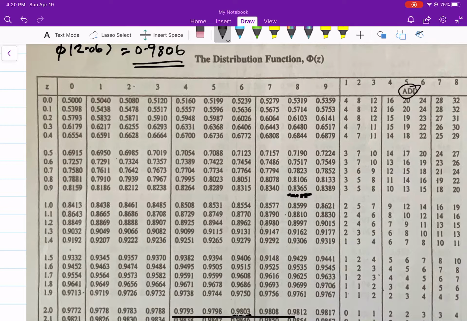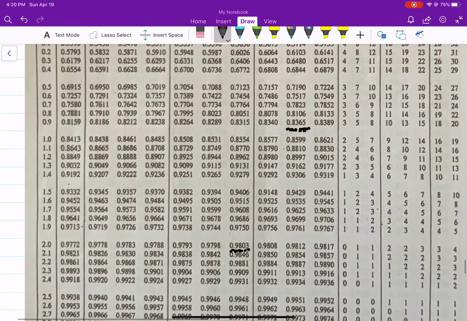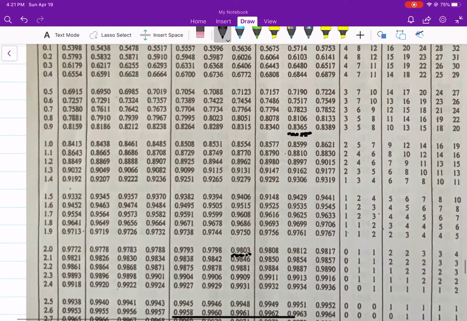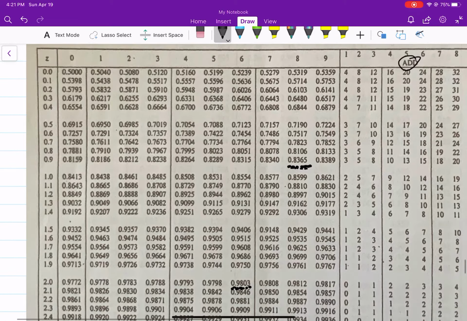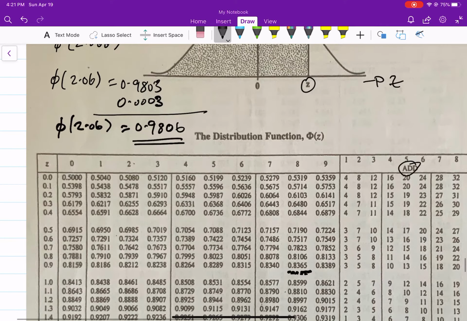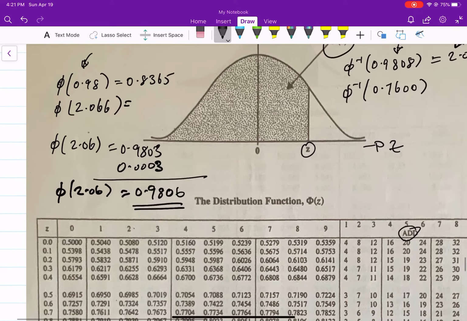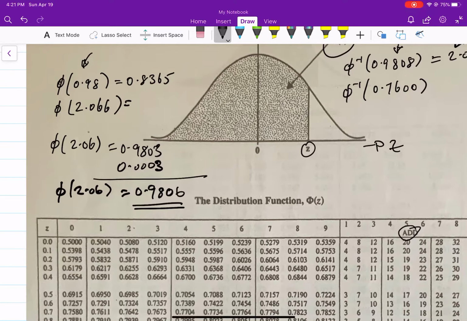So I'm going to go across in the same row until I get directly under the 6. And what it says is that I have to add 3. Adding 3 means 3 is the last decimal digit. So adding 3 means really adding 0.0003. So the area to the left of 2.066 is 0.9806.